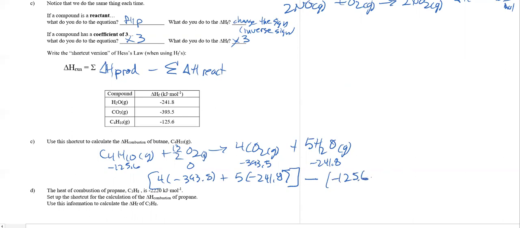So we have negative 125.6. And then we would have 13.5 times 0, and that's because it's in its elemental form. And so 4 times negative 393.5 plus 5 times negative 241.8. This gives us negative 2,783 kilojoules minus a negative 125.6. And so we should be getting negative 2,657.4 kilojoules.